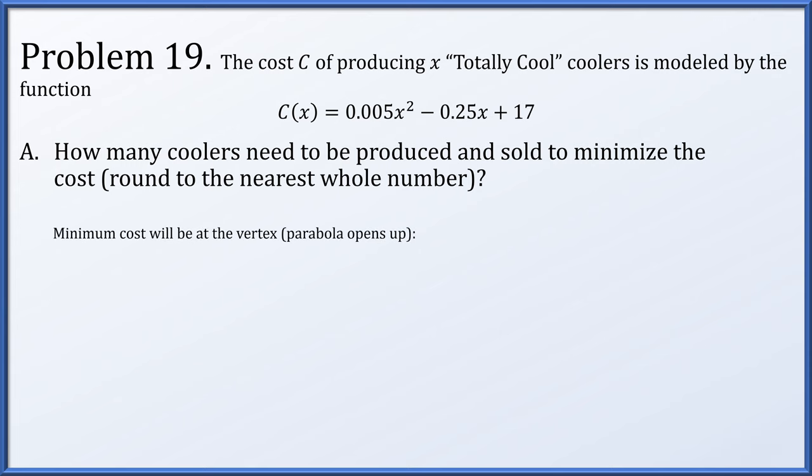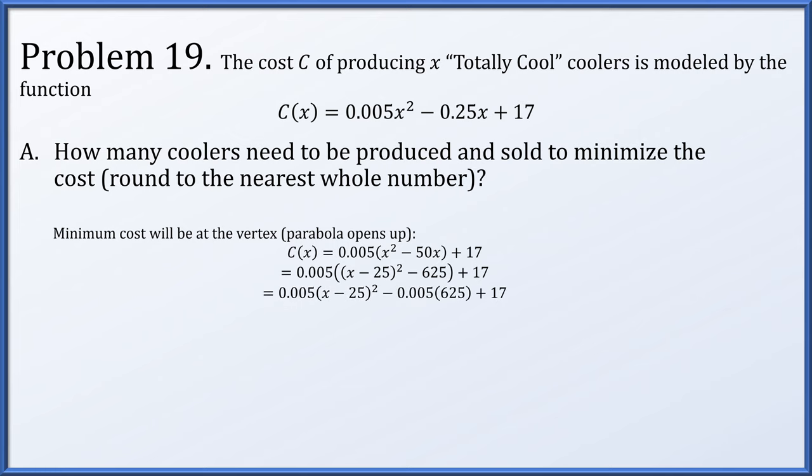Well, the minimum cost is going to happen at the vertex of this cost parabola. We see its leading coefficient, 0.005, is positive. It is opening up, so the vertex will be a minimum. Okay, so we're just going to complete the square, so we need to factor that 0.005 out of the x squared and the x. Then we complete the square inside that parenthetical term. And then we can distribute some stuff out and simplify.